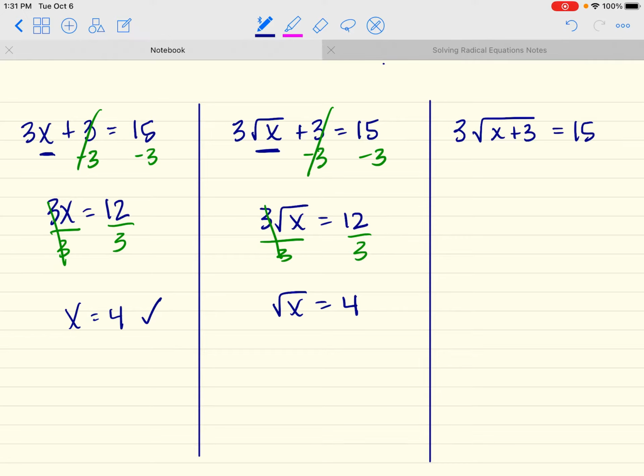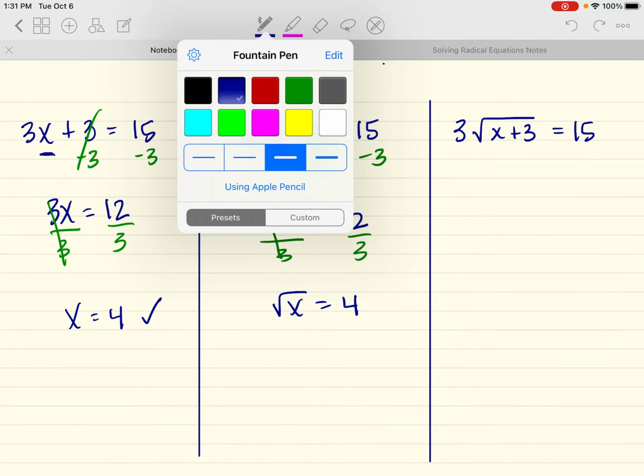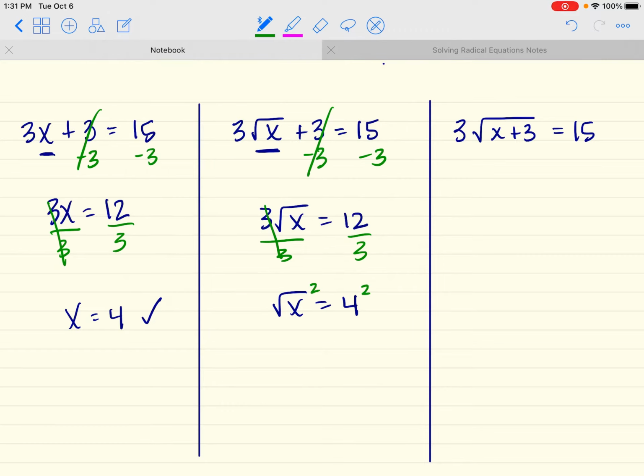Once the radical is by itself, how do we get rid of it? Well, the opposite of plus 3 and minus 3, the opposite of times 3 was divide 3. What is the opposite of the square root? Well, that's going to be squaring. So what we need to do to get rid of the square root at this step is to square both sides. So we're going to square this side, we're going to square this side. The square and the square root are opposites, they cancel. So then x comes down all by itself, which is what we wanted. And then on the other side, 4 squared gives us an answer of 16. So 16 is going to be our solution here.